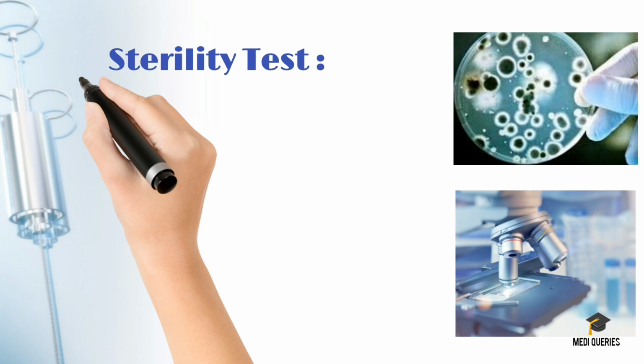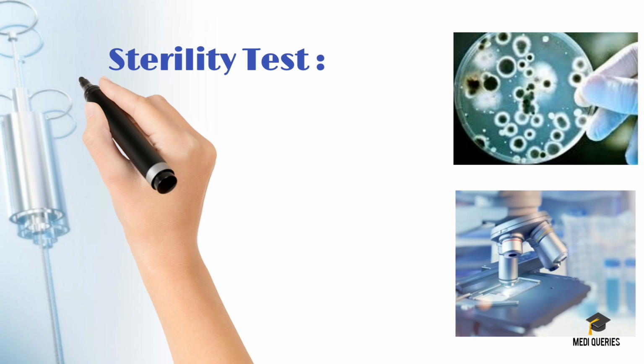So after the filtration, the membrane is removed aseptically from the metallic holder and divided into two halves. After that, the first half is transferred into 100 ml of culture media meant for fungi and incubated at 20 to 25 degrees centigrade for not less than 7 days. So we already know the incubation period for any type of culture media is 7 days. The other half is transferred into 100 ml of fluid thioglycolate media and incubated at 30 to 35 degrees for not less than 7 days. After 7 days we have to observe the growth in the media.